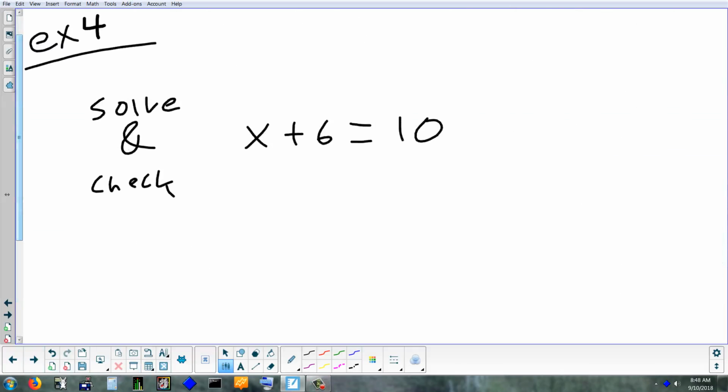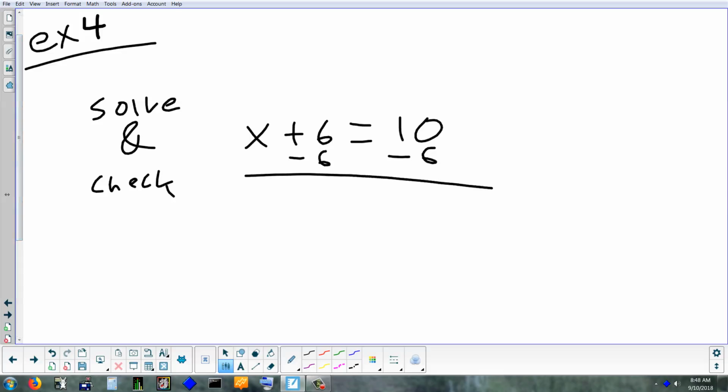How about Matt? You think you can tell me my first step? You want to subtract 6 from both sides. Okay, how come? What are you trying to do here? Make x be on its own. Exactly. X is a variable. Trying to get x, the variable, all by itself. So Matt told us I'm going to subtract 6 from both sides.